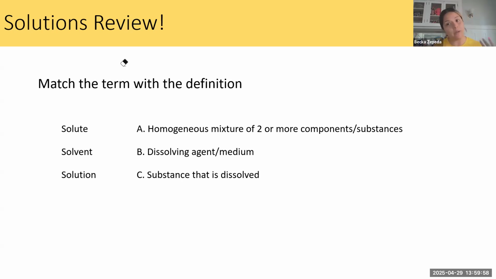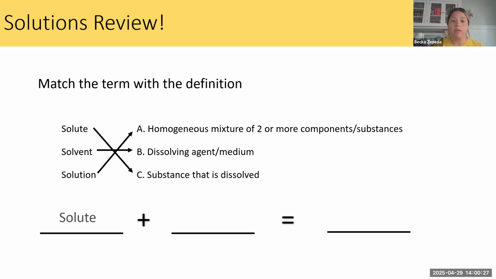So in the class, I would ask you which one is which, but a solute is going to be the substance that is dissolved. So it's a substance that we're going to be dissolving in the solvent to become a solution. The solvent is the dissolving agent or medium, what we're dissolving that solute in, which is usually water. And then when we bring that solute and solvent together, that makes a solution, which is a homogeneous mixture of two or more components or substances. So know that a solute plus a solvent makes a solution. Okay. And that should be reviewed.